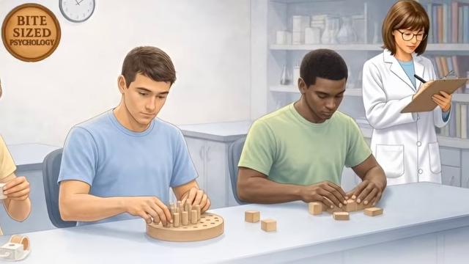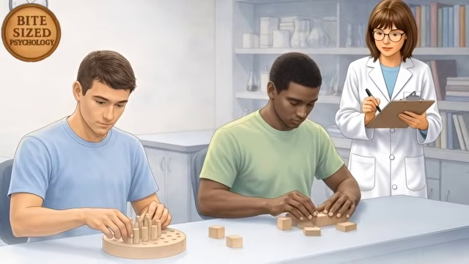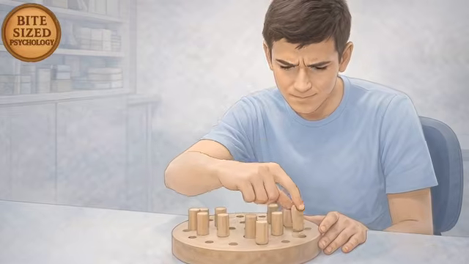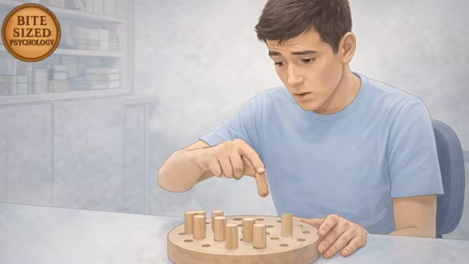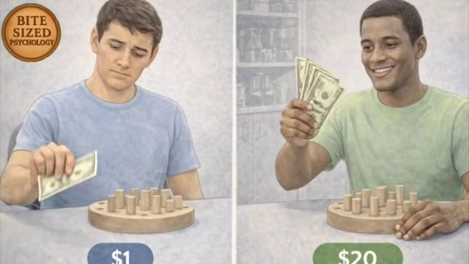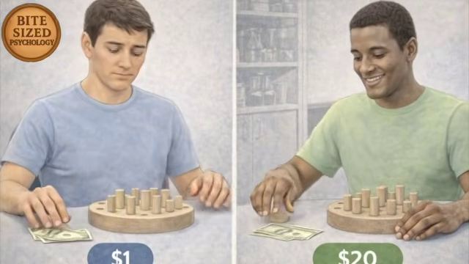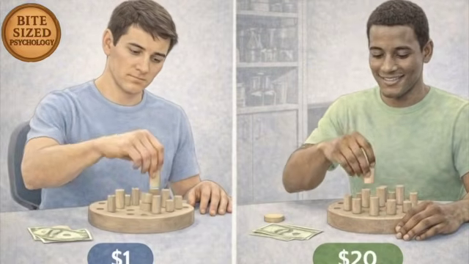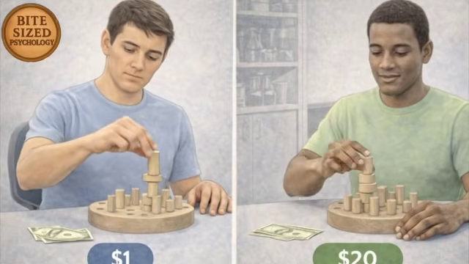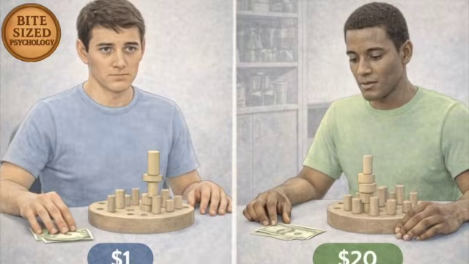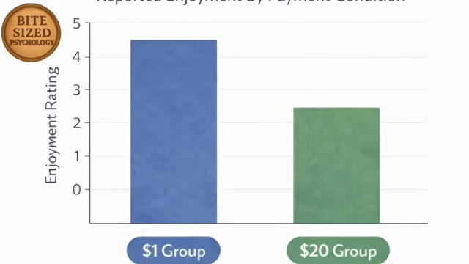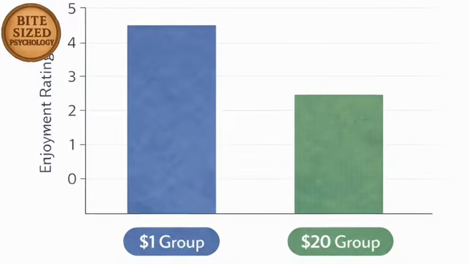In this study, participants were asked to complete a very boring task, such as turning pegs over and over again. Afterward, they were asked to tell the next participant that the task was fun. Here's the twist. Some participants were paid $1 to lie. Others were paid $20. Later, participants were asked how enjoyable the task really was. Surprisingly, the people who were paid only $1 said the task was more enjoyable than those who were paid $20.